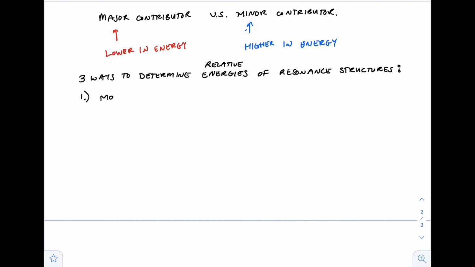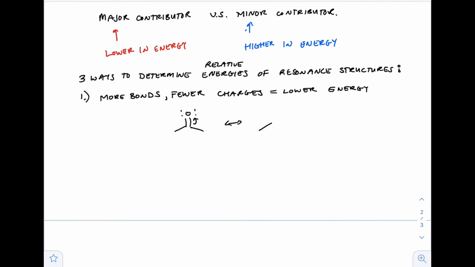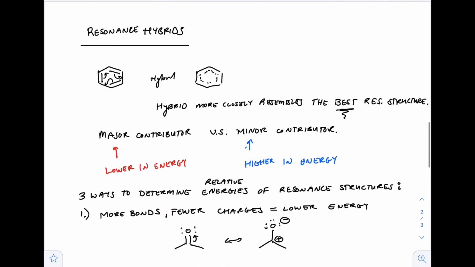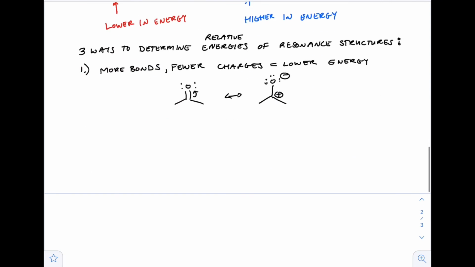is what we've seen already, right? Where we had that carbonyl group and the pi bond moved up. But first, just in words, more bonds and fewer charges means that we're going to have something that's lower in energy, okay? And so here's that acetone, right? We shift that pi bond up to the oxygen, creating a positive charge on the carbon and a negative charge on the oxygen, just like above, okay?